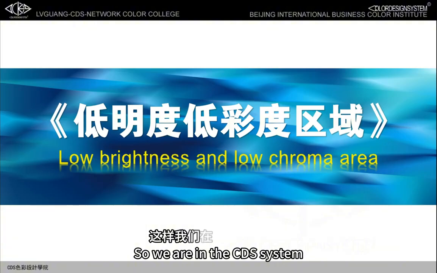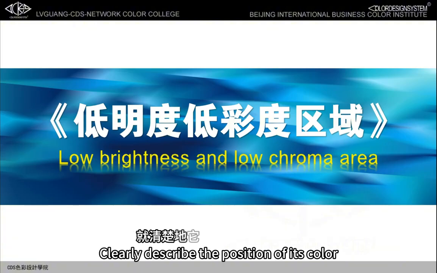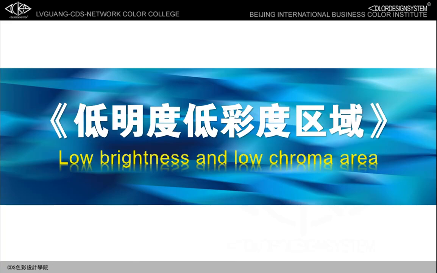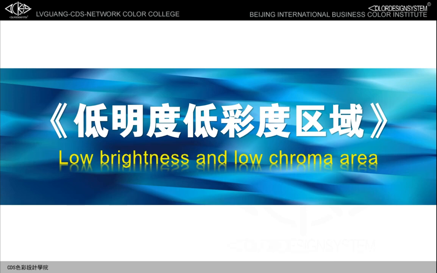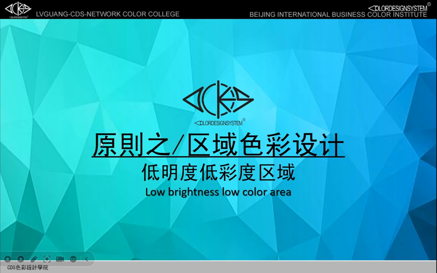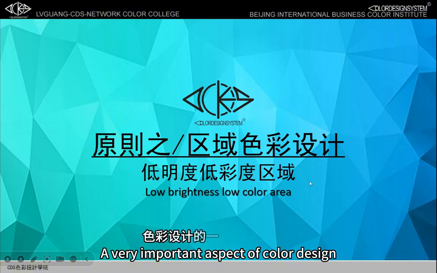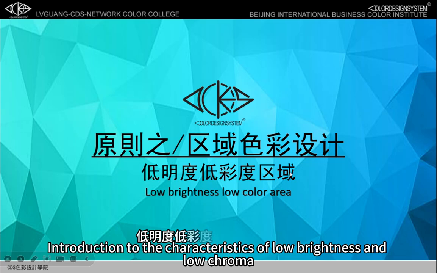So in the CDS system, we clearly describe the position of its color and its theoretical description of color properties. This is the area of our CDS color system, a very important aspect of color design. Introduction to the characteristics of low brightness and low chroma.